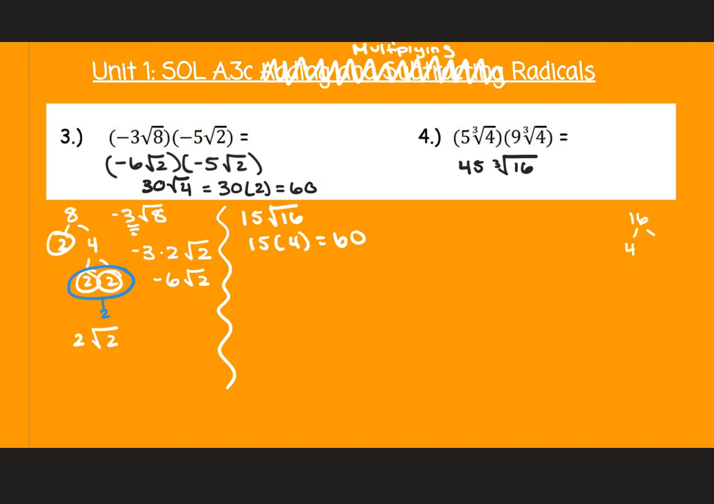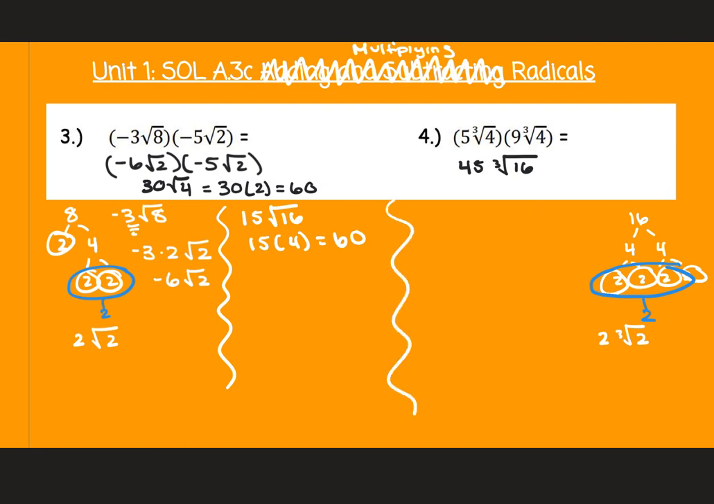So I have 4 times 4, which breaks down into 2 times 2 times 2 times 2. I have my primes. Oh wait, I can circle one group of 3 twos, and I'm left over with 1, 2. So here we have 2 times the cube root of 2. But we can't forget that 45 on the outside. So we would have 45.